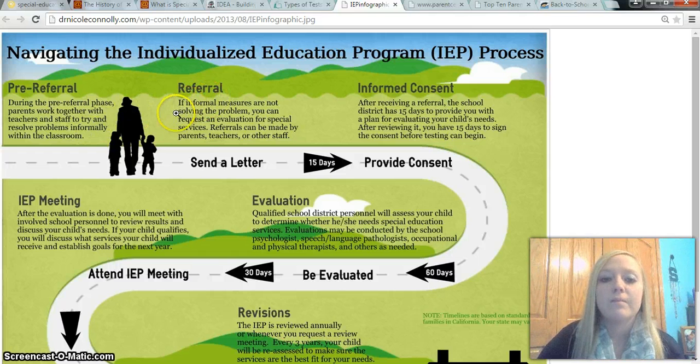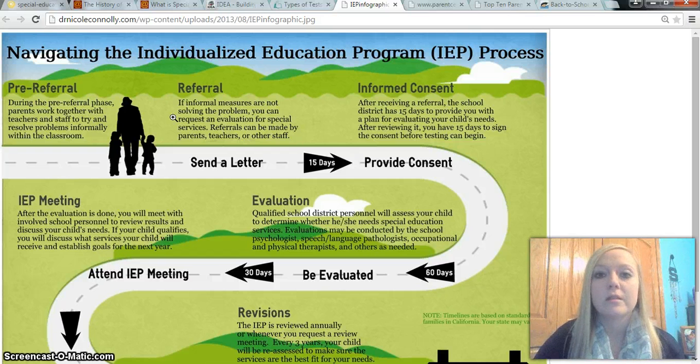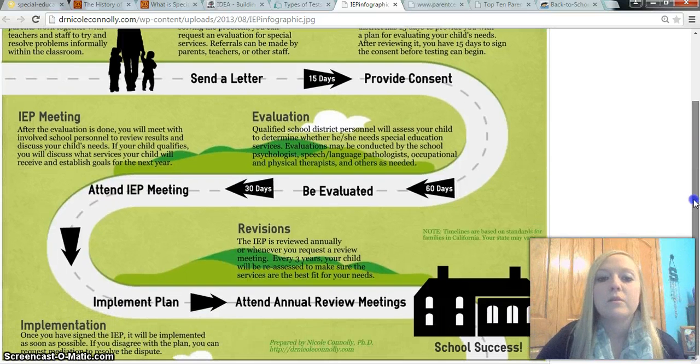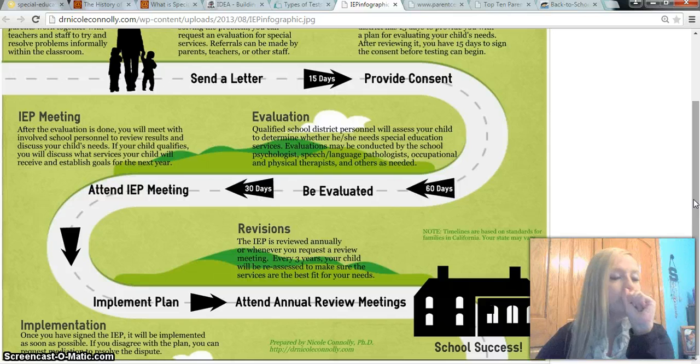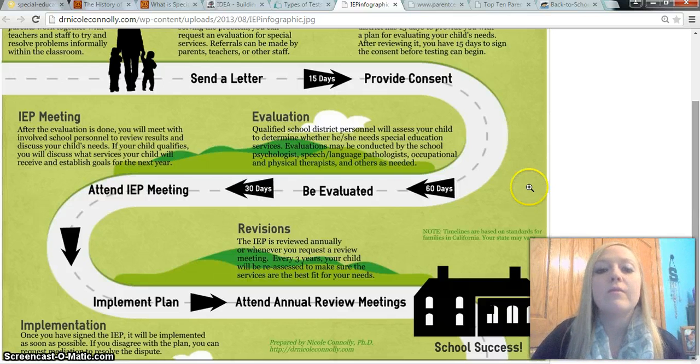So a referral can be made by you parents or can be made by us teachers here at school or other staff. And what it really does is request an evaluation for special services for your child. To do that, you can send a letter, an email, anything to show communication with this. And after receiving the referral, the school district will provide you with a plan evaluating your child's needs. And after reviewing it, you can sign a consent form to really begin the IEP process, which can lead into evaluation.